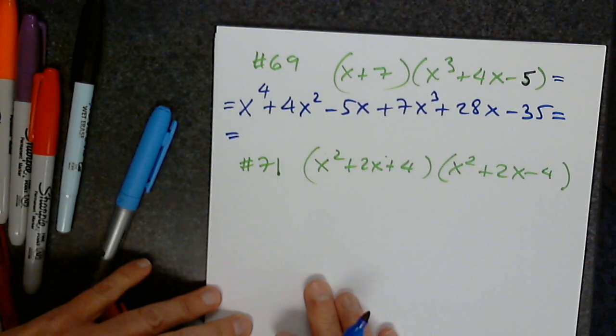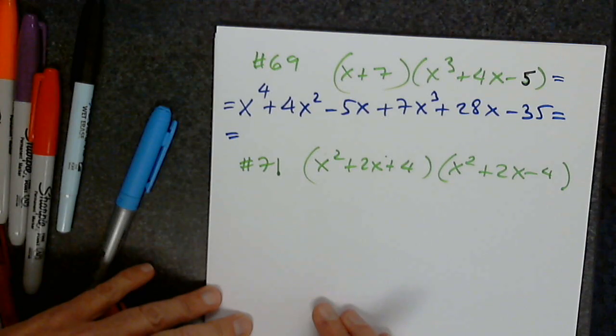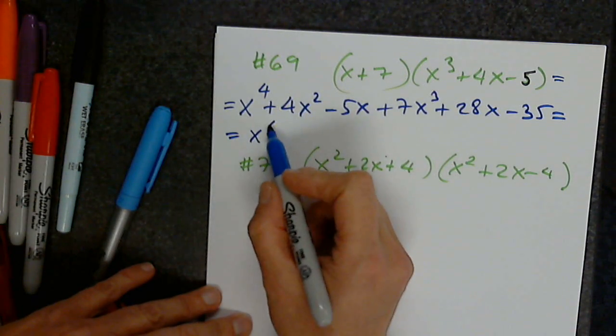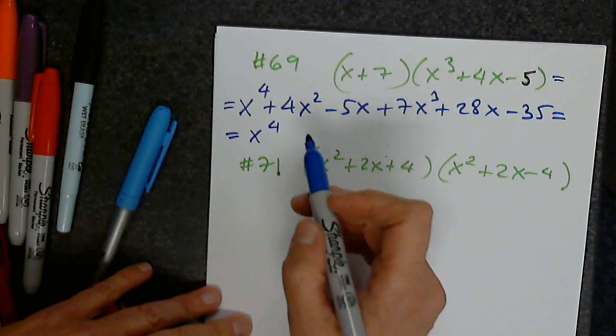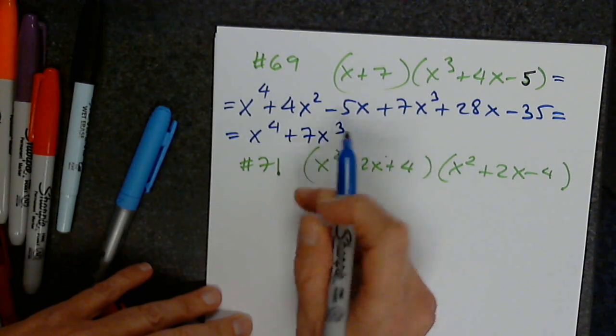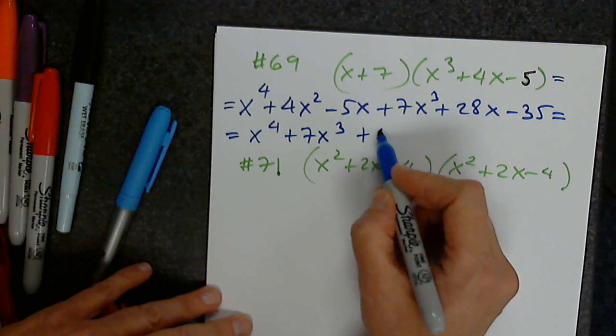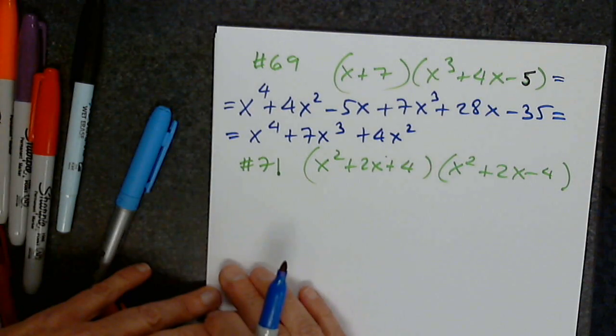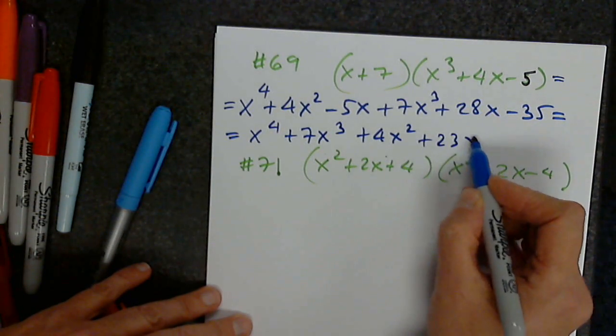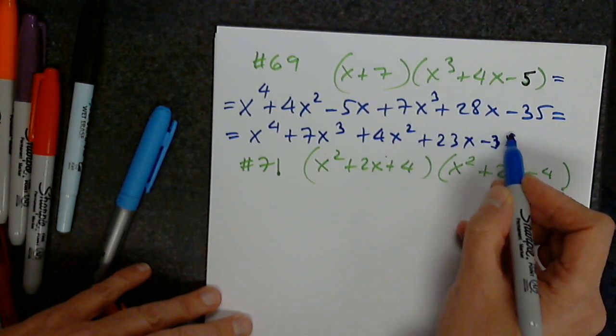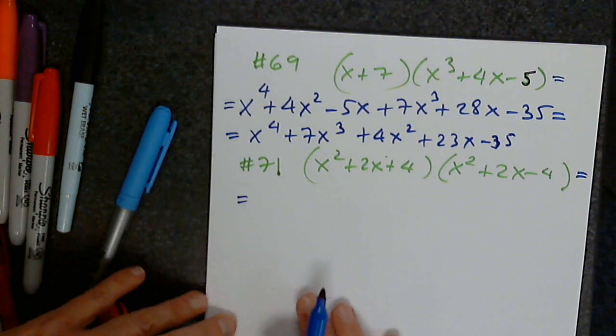What is the degree of this polynomial so I know where to start? Yes, so then it's x to the 4th, then x to the 3rd, plus 4x squared and minus 35. Very good. Good. Number 71.